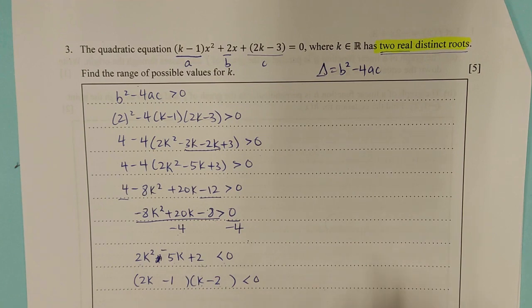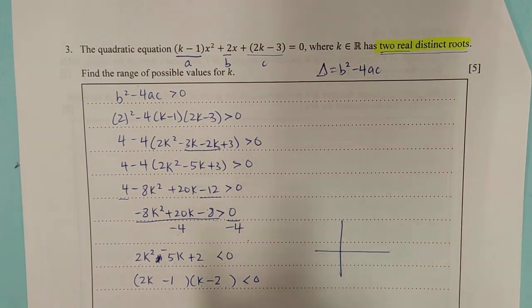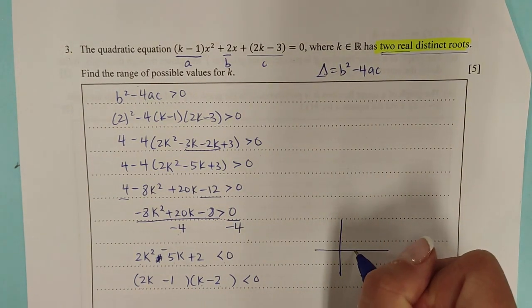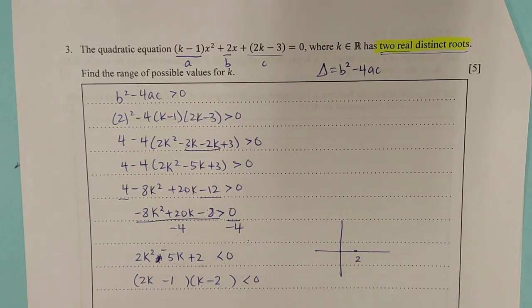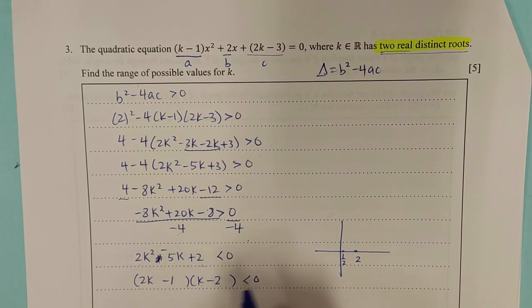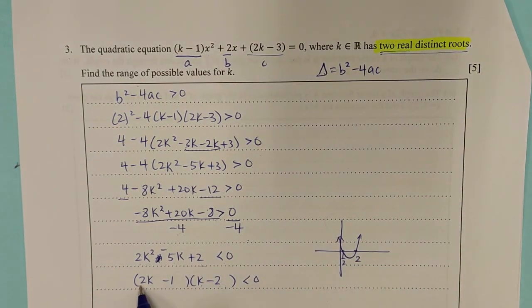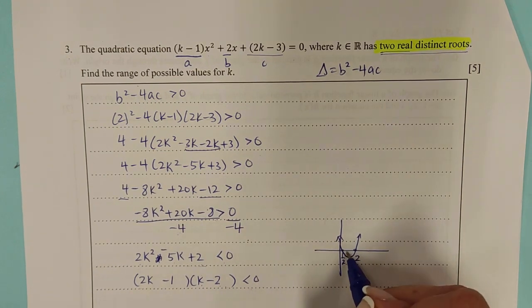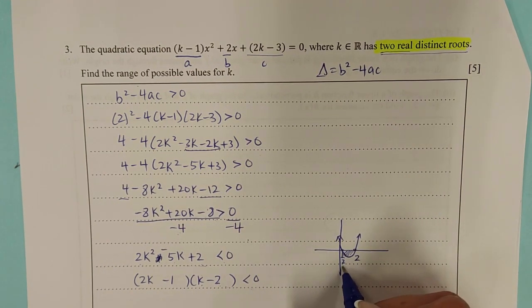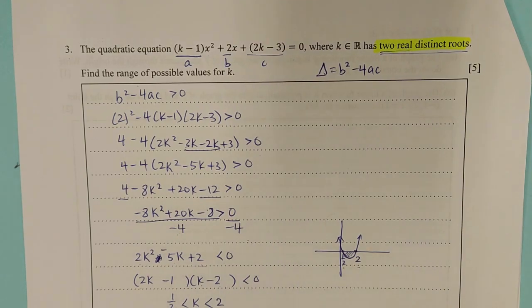Now that I have these factors, I can do a quick sketch on the side and see what this quadratic function would look like. So I know I'm going to have an x-intercept at 2 and also at 1/2. And this is going to open up. And now I look for when this expression is less than 0. So that's going to be between the values of 1/2 and 2. So k has to be in between 1/2 and 2.